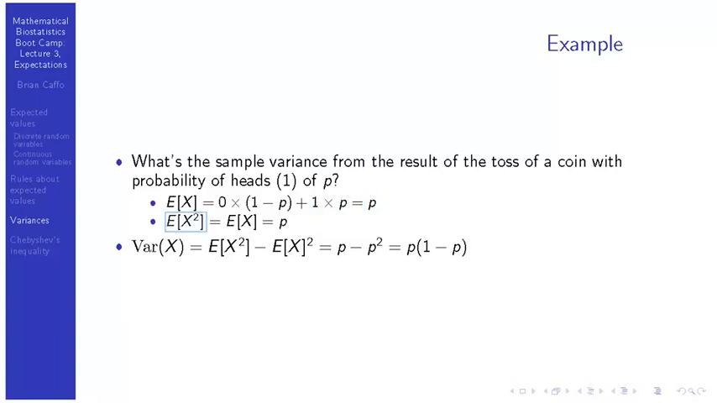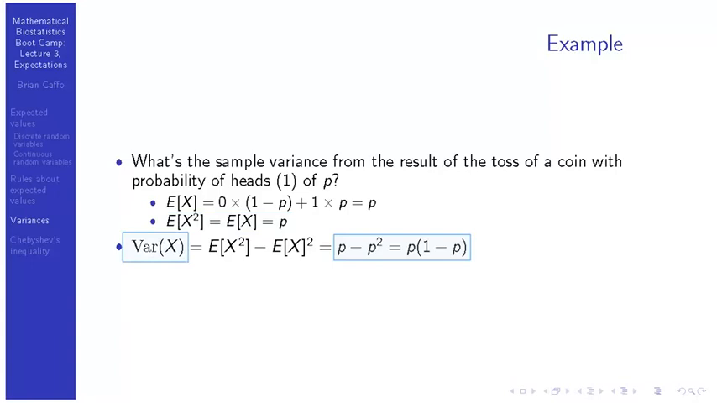Now let's calculate the expected value of X squared. Well, actually, it's kind of interesting in this case. It's pretty easy to do that because X takes only the values 0 and 1. If you square 0, you get 0, and if you square 1, you get 1. So X squared is in fact exactly X. So the expected value of X squared is equal to the expected value of X, which we already calculated is P.